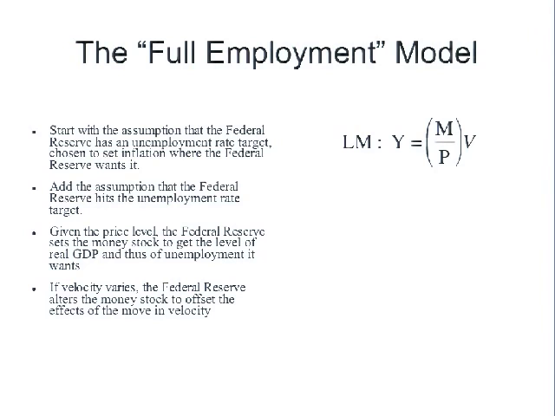And add the assumption that the Federal Reserve actually manages to hit the unemployment rate target that it's aiming for, that it has the power and the ability to actually do this, and it does so successfully. And that tells us that given what the current price level is in the economy, the Federal Reserve sets the money stock to get the level of real GDP and thus of unemployment to where it wants.